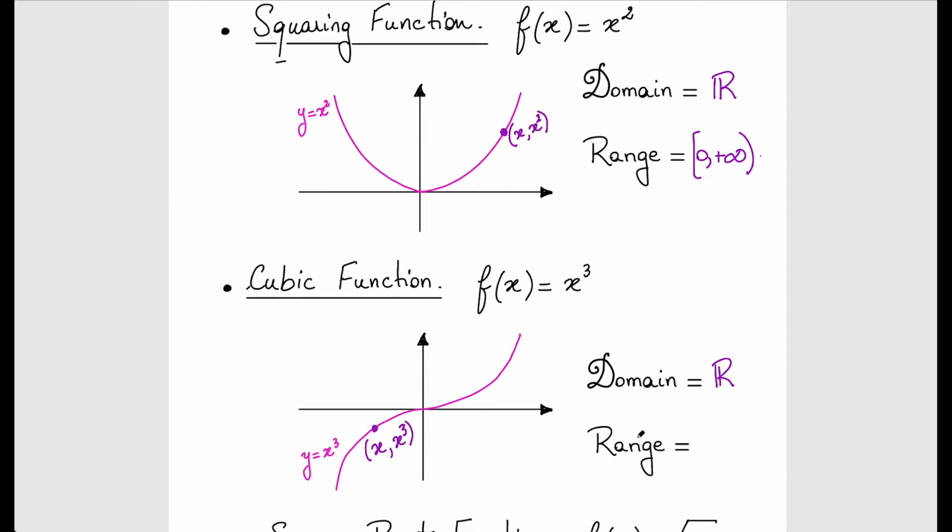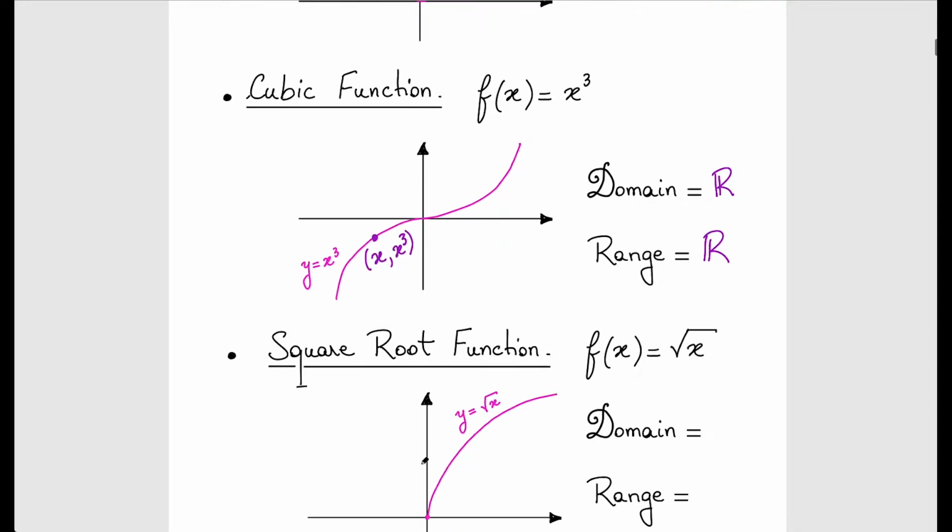Okay. The range, this function produces all of the real numbers as outputs, right? Because projecting this graph onto the y-axis, you're going to see the entire y-axis. So the range and the domain of the cubic function are the same.